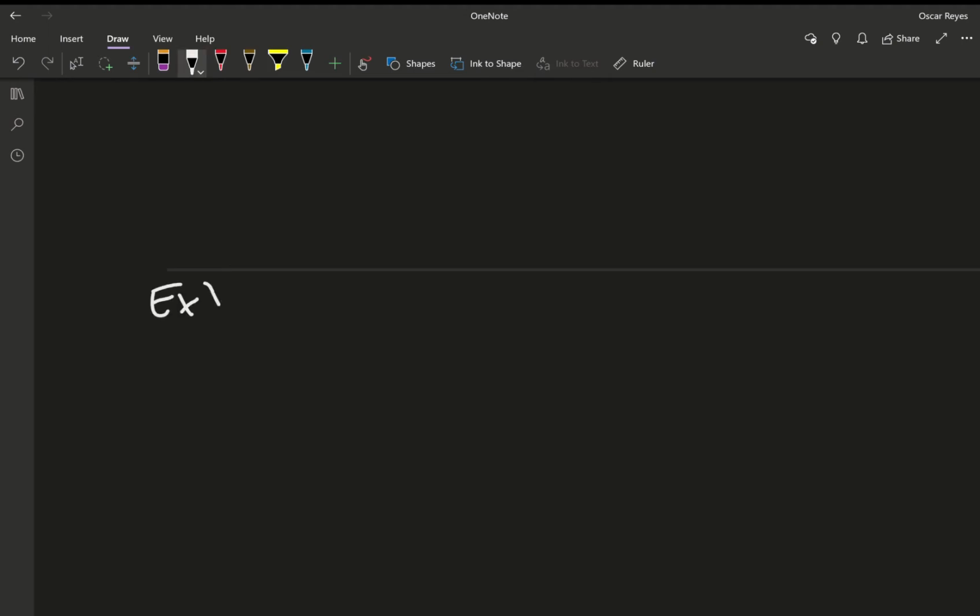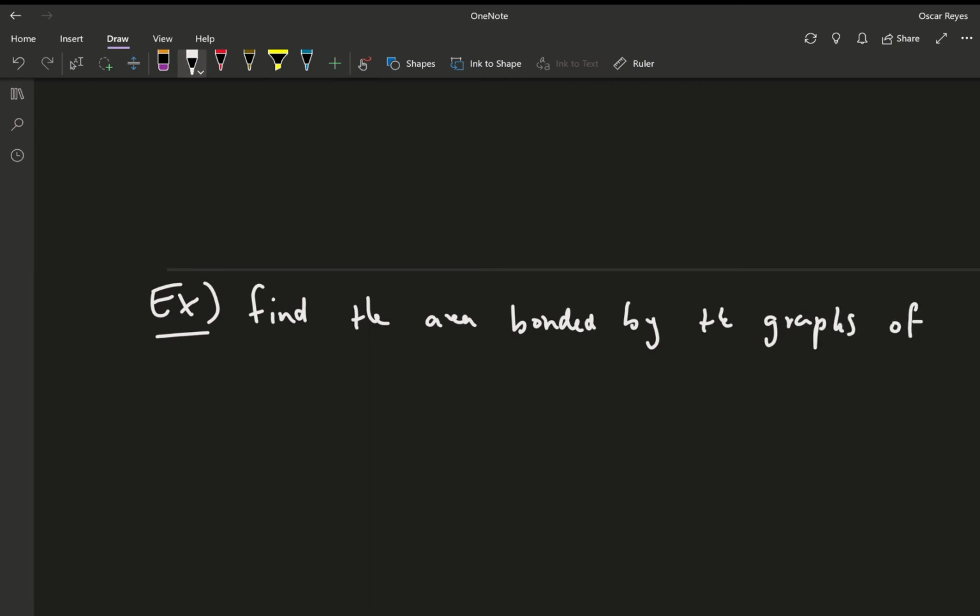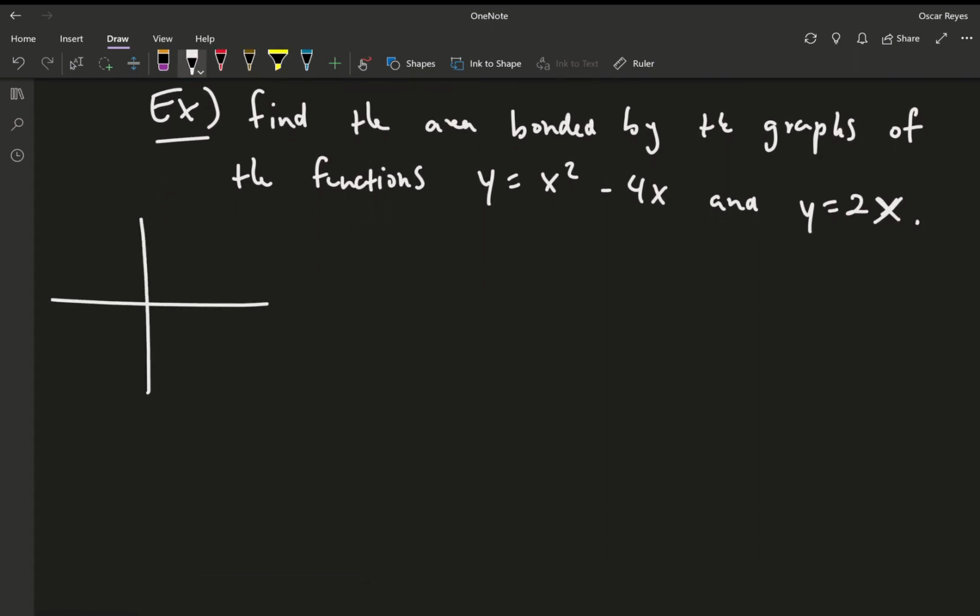Example number 1. Find the area bounded by the graphs of the functions y equals x squared minus 4x and y equals 2x. So, if we were to actually draw these out, we know that y equals 2x is a line, right? Y-intercept is (0, 0), and our slope is 2. So we rise 2, we run 1, and this is our line.